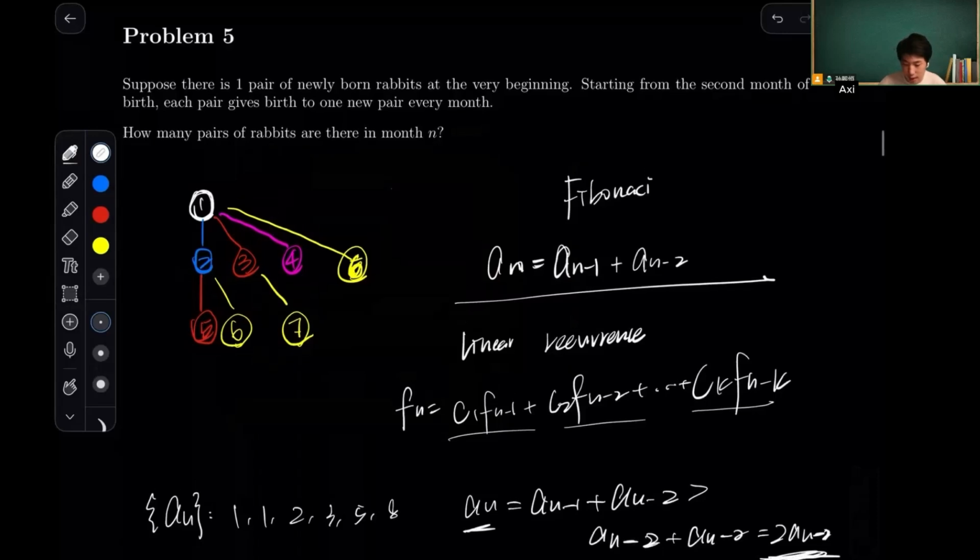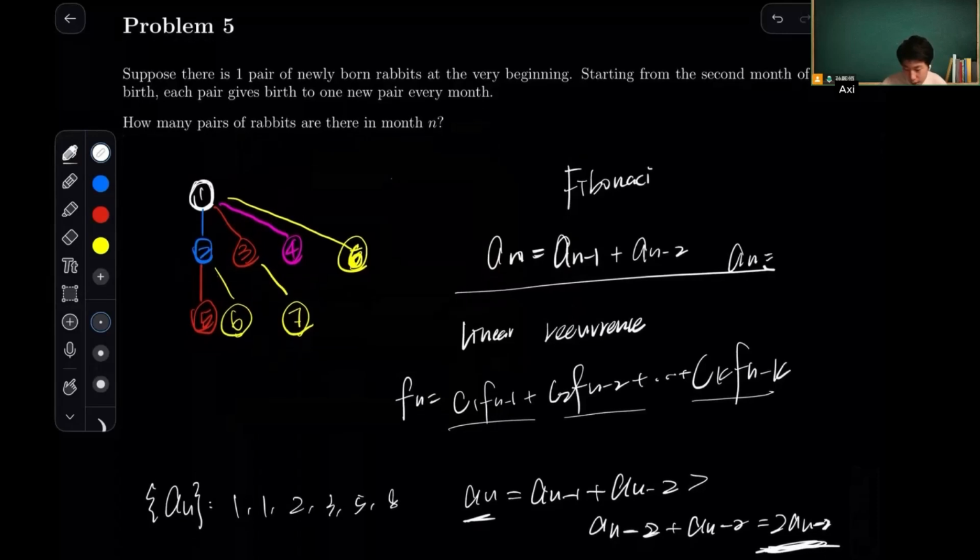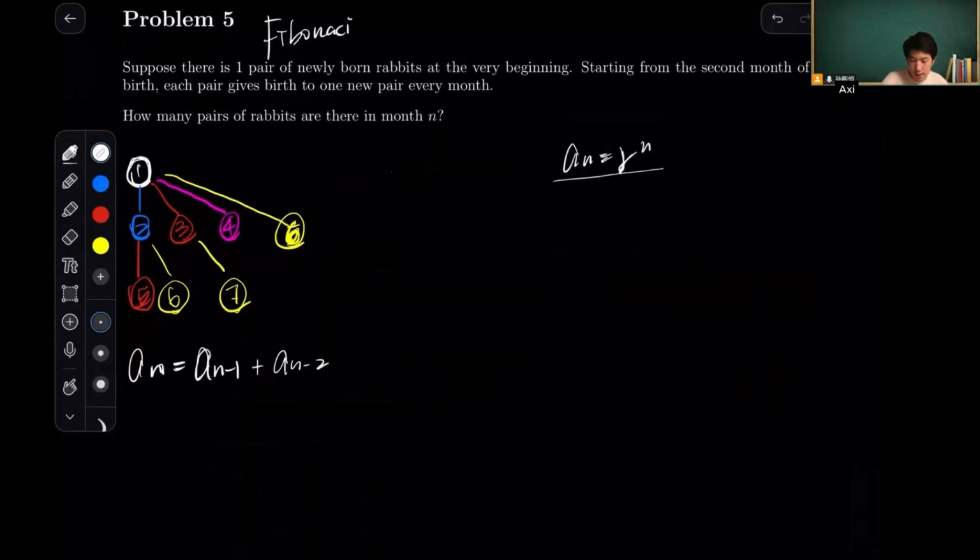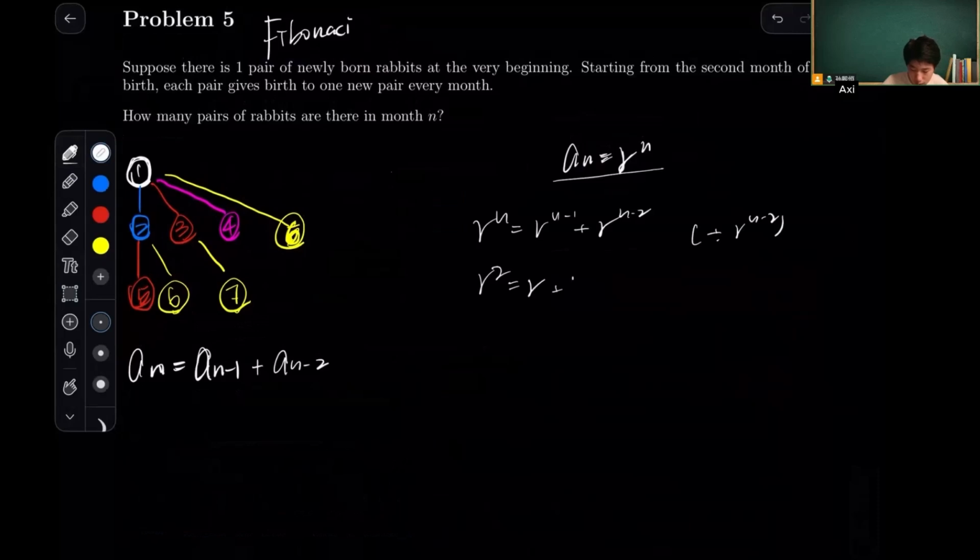So we can guess that a_n can be written as r to the nth power, right? This makes a lot of sense. Since we guessed this, and we know the recurrence formula is a_n equals a_(n-1) plus a_(n-2), that means r^n is equal to r^(n-1) plus r^(n-2). As you can see, we can divide the entire thing by r^(n-2). We get r squared is equal to r plus 1, or r squared minus r minus 1 is equal to 0.